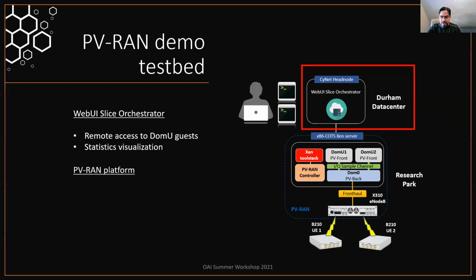The PVRAN is composed of two DomUs, or para-virtualized guests, hosting the PV front module that reads and writes IQ samples to PV Back in the Xen control domain through the IQ sample channel. The PVRAN controller in domain 0 is a middleware layer that receives events from the slice orchestrator and converts them into Xen toolstack commands that control the DomUs. The radio device used for this demo is a USRP X310, and we connect two B210 UEs, one per DomU, at different TV white space frequency bands, 592 MHz and 574 MHz.